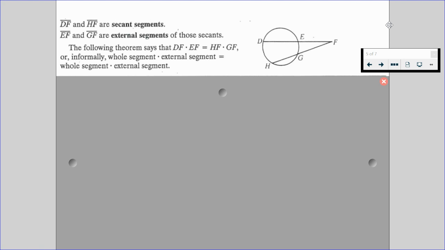So now we have segment DF and segment HF. They are secant segments. Segments EF and GF are external segments of those secants, because EF and GF are on the outside of our circle. The following theorem says that the product of DF times EF, our entire secant times the external segment, is equal to HF times GF, our entire secant times the external segment.